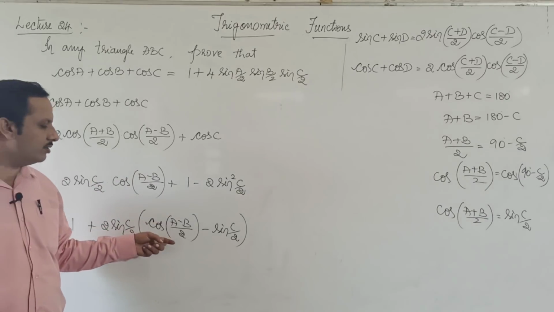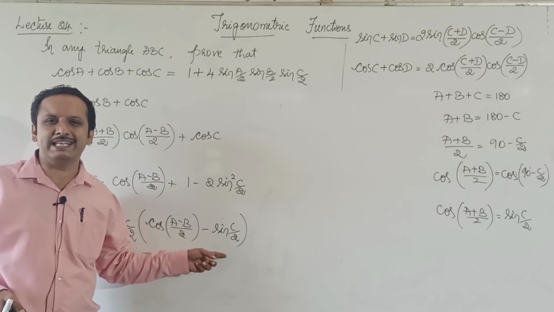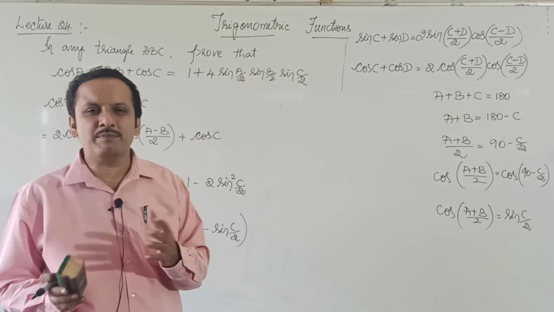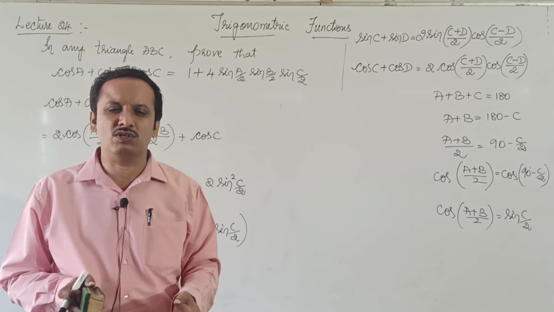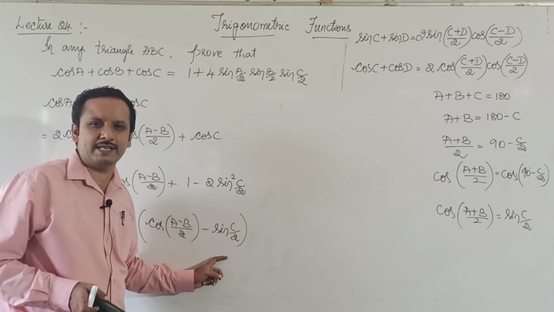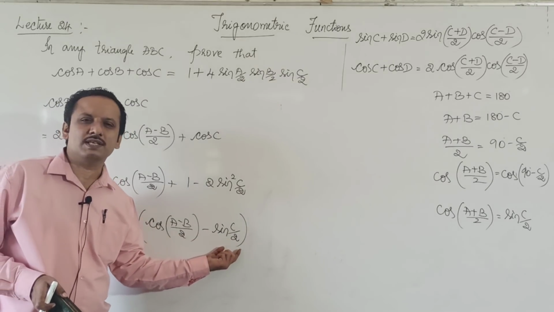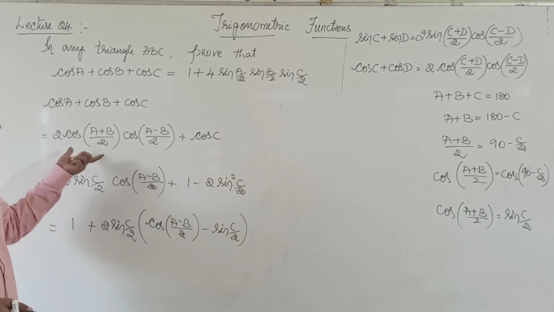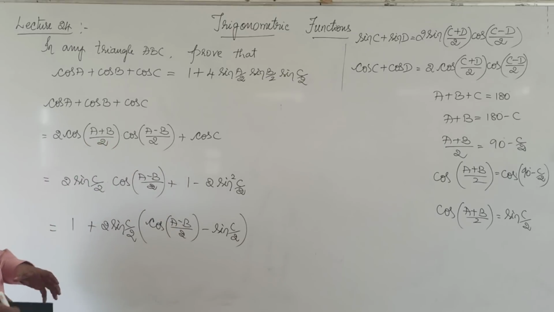Because I would like to use the formula cos C minus cos D. We don't have a formula for cos C minus sin D. What we have is sin C plus sin D, sin C minus sin D, cos C plus cos D, and cos C minus cos D. So either we want both in terms of cos or we want both in terms of sin. Now what I do is this: I will retain this as it is. I'll write this in terms of cos. How can I do that? Here I wrote cos A plus B by 2 as sin C by 2. Now I am reversing it.